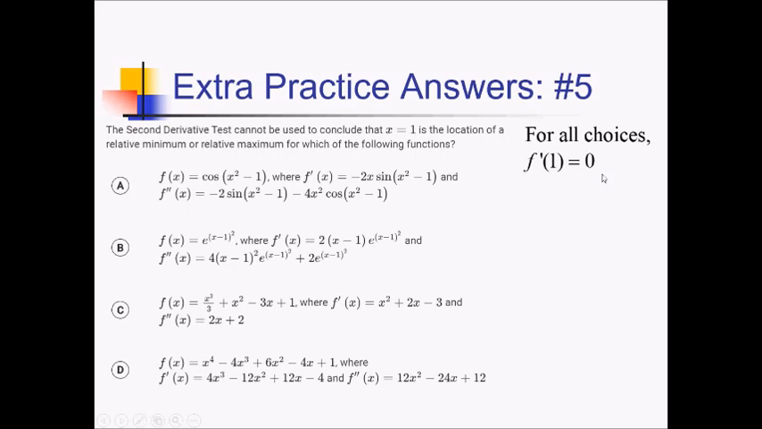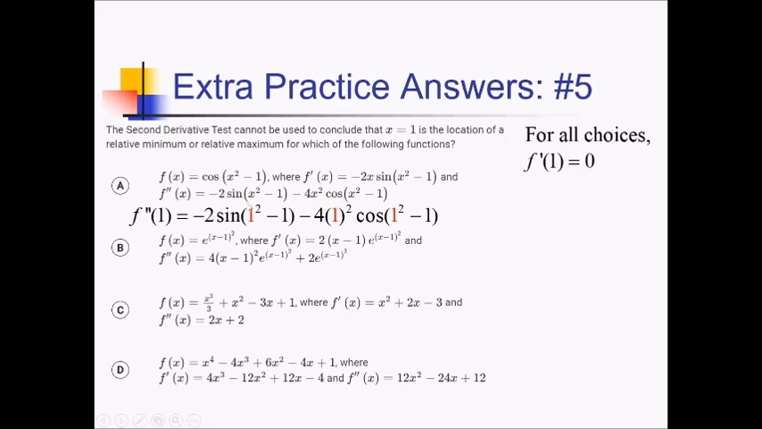But now we have to plug in 1 to the second derivative and make sure that we either get a positive number or a negative number. So let's see what happens. For choice A, plugging in 1 to this f double prime gives us the following. So we're going to have to work through all this craziness.